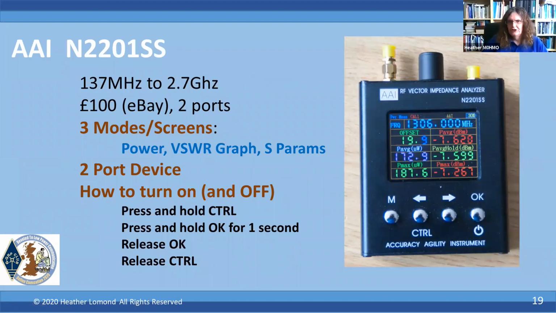What I do have is an AAI. These are about £100 on eBay, and they're the cheaper of the higher frequency two-port devices. As you can see, it goes up to 2.7 gigahertz. So anyone wanting to get up into the microwaves, this is a great little gadget. It's got 3 basic screens we'll take a look at in a minute. It's a two-port device. And the only really hard thing to do on it is learning how to turn it on. You press Control to hold it down, press OK, hold it for 2 seconds, let go, and then it's turned on. And it's exactly the same procedure for turning it off, but it gets me every time.